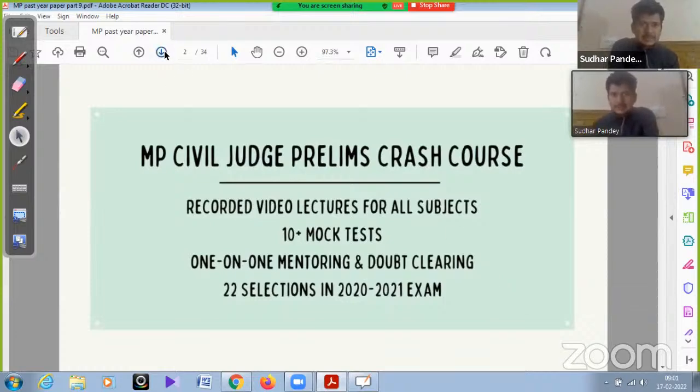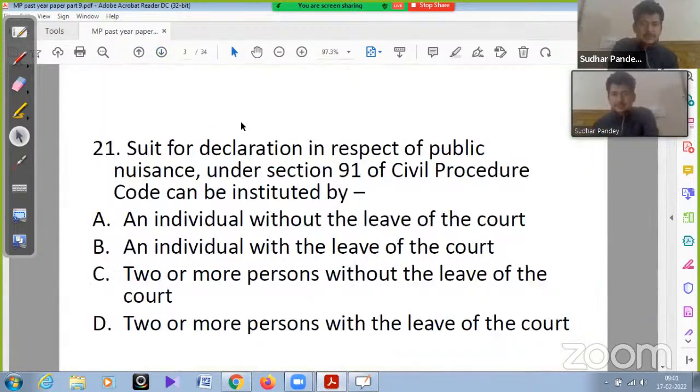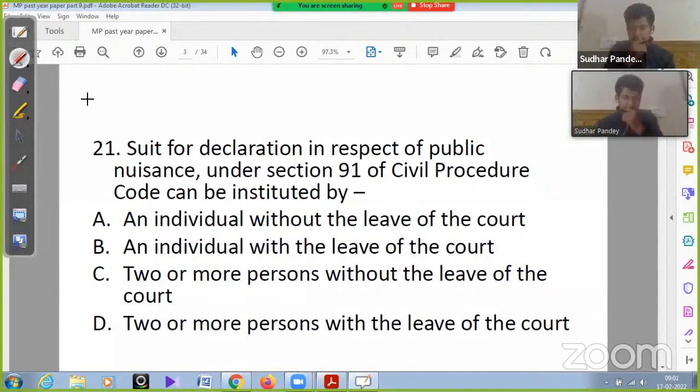Now, let's start today's discussion. So here, the first question for the day is question number 21. Question number 21 क्या बोल रहा है? A suit for declaration in respect of public nuisance under section 91 of CPC, that is Code of Civil Procedure, can be instituted by. Option A बोल रहा है an individual without the leave of the court. B बोल रहा है an individual with the leave of the court. C, two or more persons without the leave of the court. And D option is stating two or more persons with the leave of the court. Question number 21. What should be the correct answer?